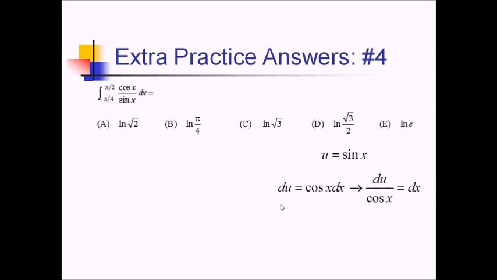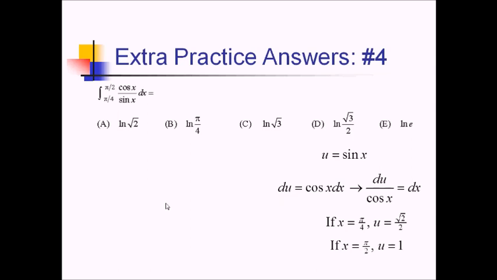All right, now I do need to still turn the x values into u values. So if x is pi over 4, u is going to be the sine of pi over 4, which is root 2 over 2. And if x is pi over 2 up here, u is the sine of pi over 2, which is going to be just 1.